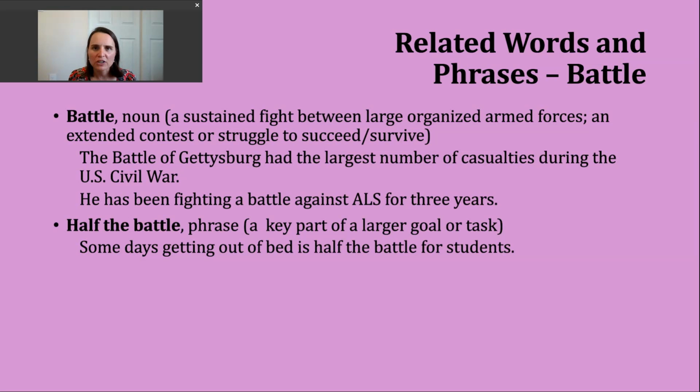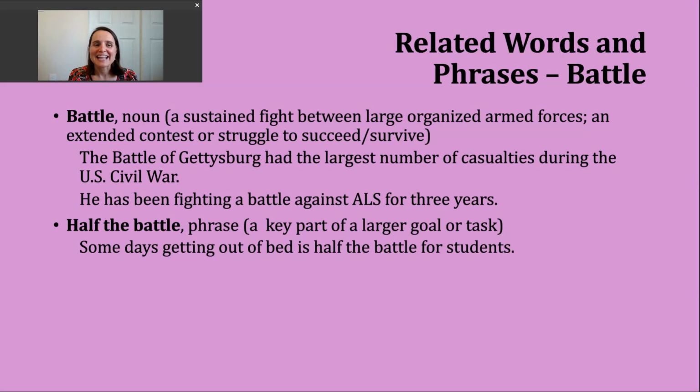So again, this particular definition, not connected to war. These ideas might connect back to kind of those ideas of fights, struggles, etc. Another example of this: he's been fighting a battle against ALS for 3 years. If you're not familiar with that, that is a nervous system disease, so it affects people's ability to walk, move, talk, etc. It affects our spinal cord and brain.